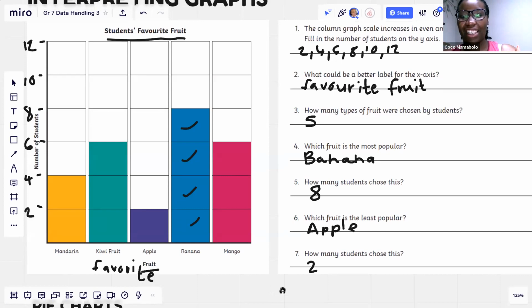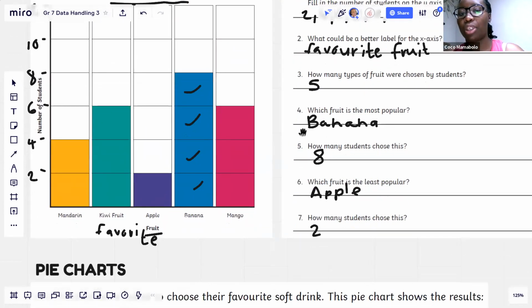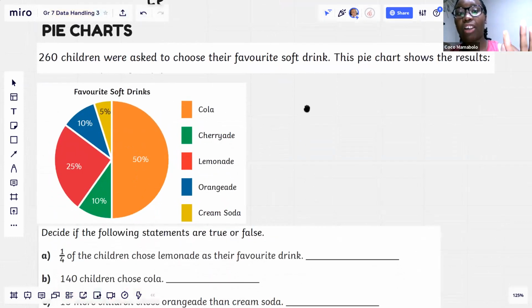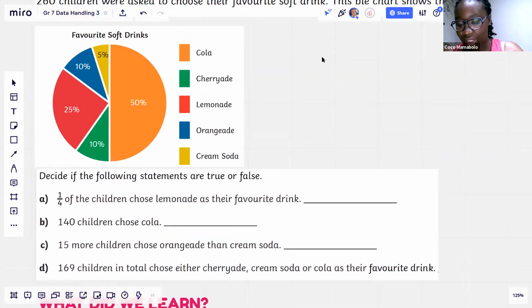Awesome stuff, guys. Now we're going to look at what a pie chart looks like and how we can look at the different things in a pie chart. Now, this one is a little bit trickier, because we're going to be working with percentages. So you guys need to stay with me. We're going to go very fast because we're running out of time, okay?